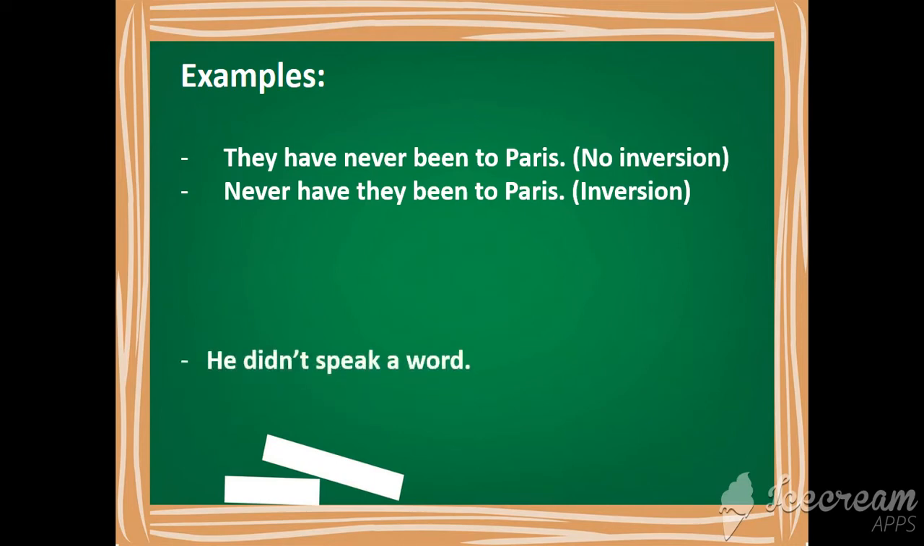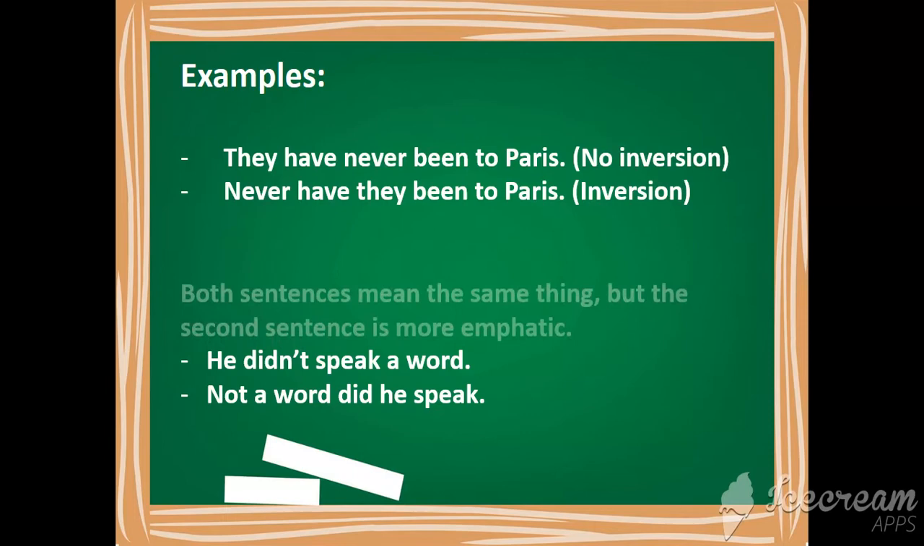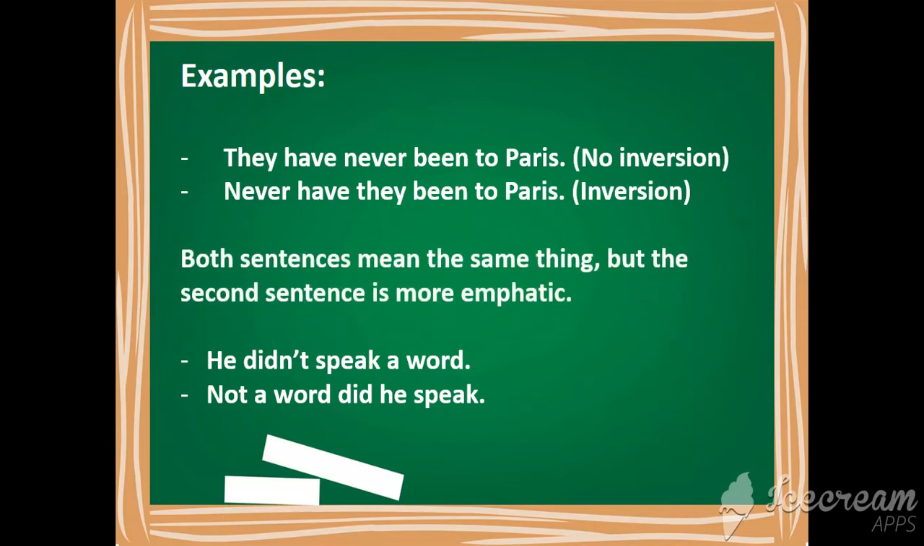He didn't speak a word. Not a word did he speak. You see, in the second sentence, which starts with not, the verb did comes before the subject he. Both sentences mean the same thing, but the second sentence, the one that starts with a negative word, is more emphatic, alright?